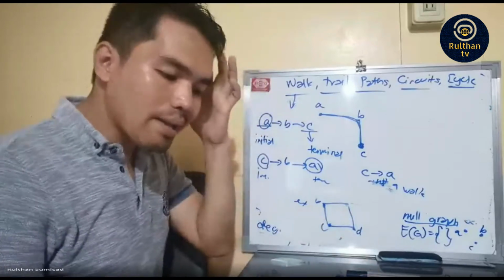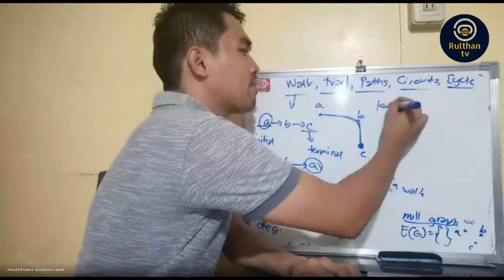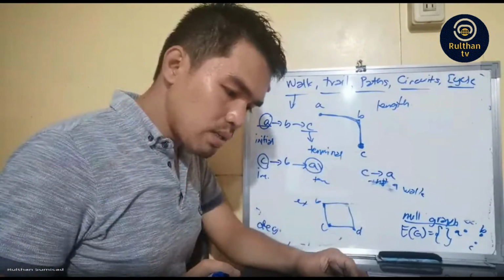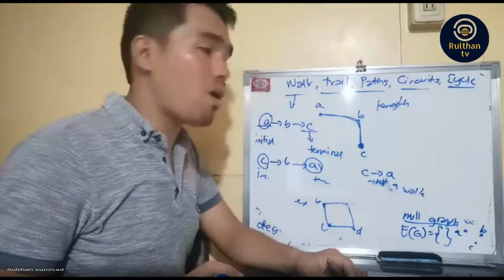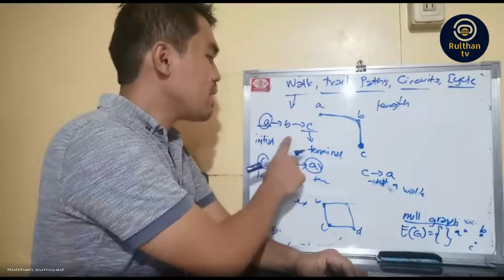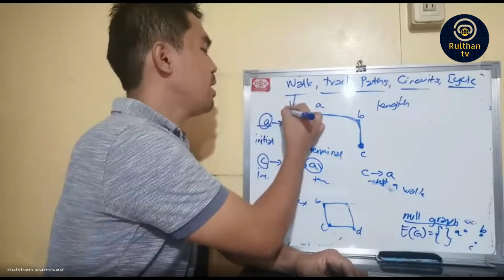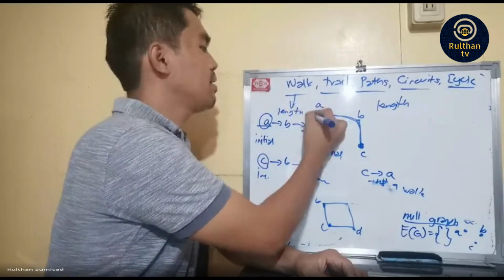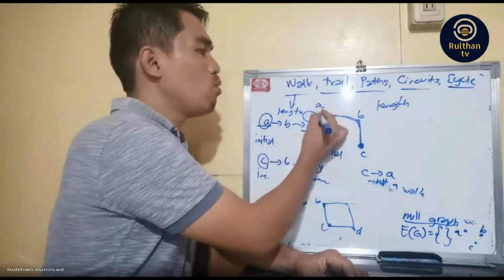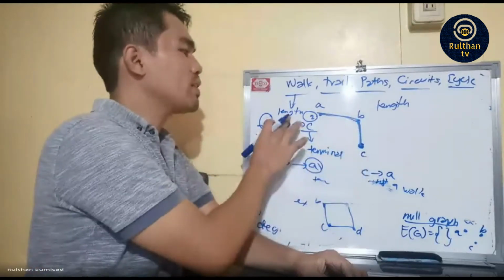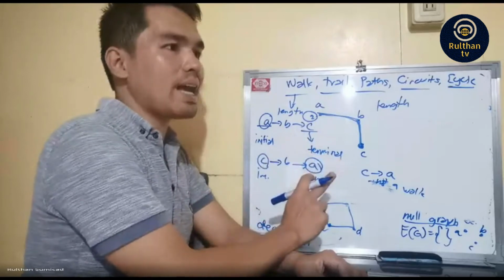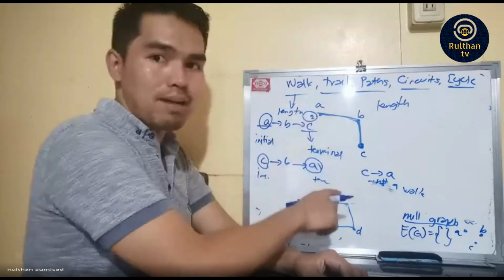Next, we still have the length of the walk. What is length? The length of the walk is the number of edges in a walk. So in this case, the walk from A to C is length 2, because there are two edges that I have to pass by. So this is 1, 2. The walk from A to C is of length 2.